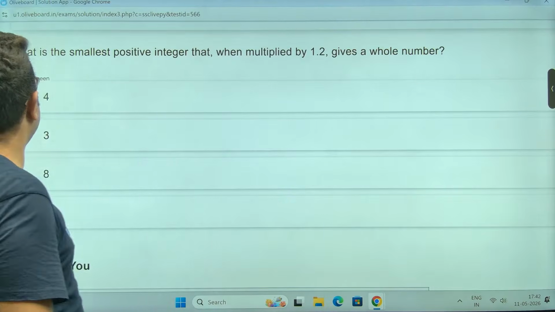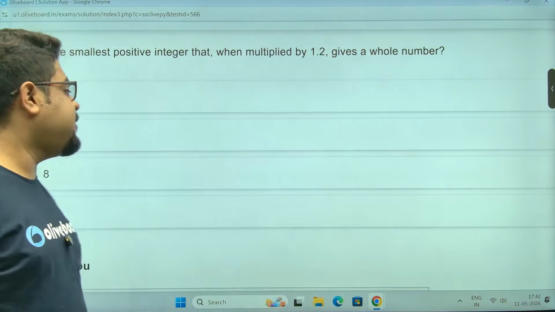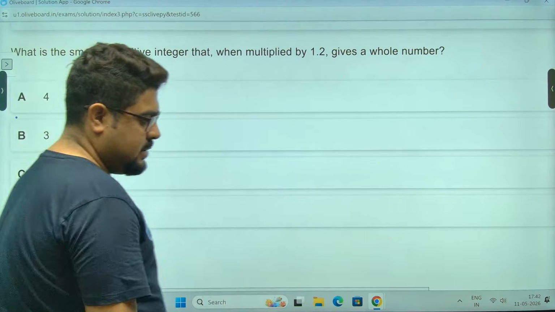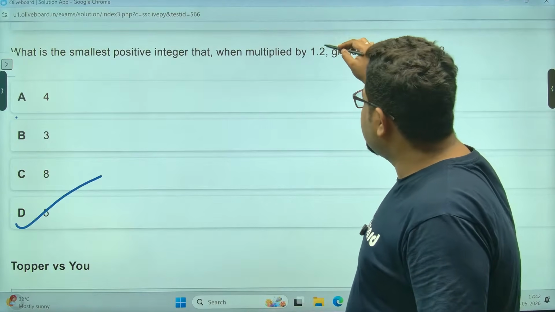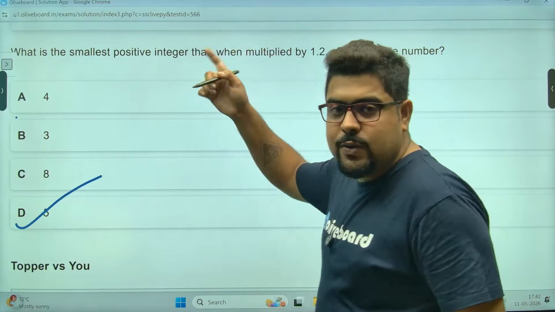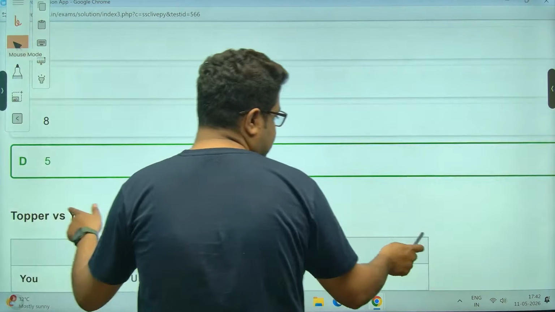Sir, next question. What is the smallest positive integer? Sir, 0.2 meaning you have to multiply by 5. Option D. 0.2 into 5 gives you a 0, right? Because if you want to get rid of this decimal sign, you need a 0 at least, at least one 0 at the end. Sir, again, it was a 10 seconder.